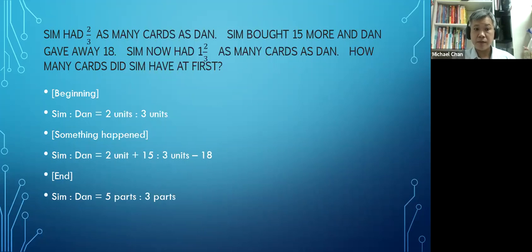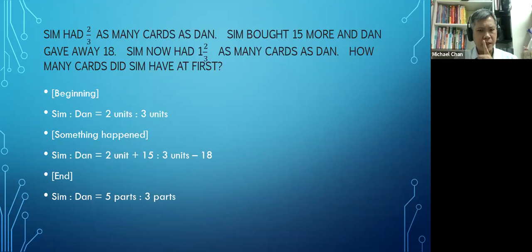In the end, for Sim and Dan, because the quantities are different, you cannot call them units anymore. Let's give them a different name. You can call them blocks. When you do algebra, you call them a letter. But now, let's just call them parts. So at the end, Sim to Dan is now 5 parts to 3 parts because of what has happened. Obviously, because parts and units are different, you cannot do anything about that.